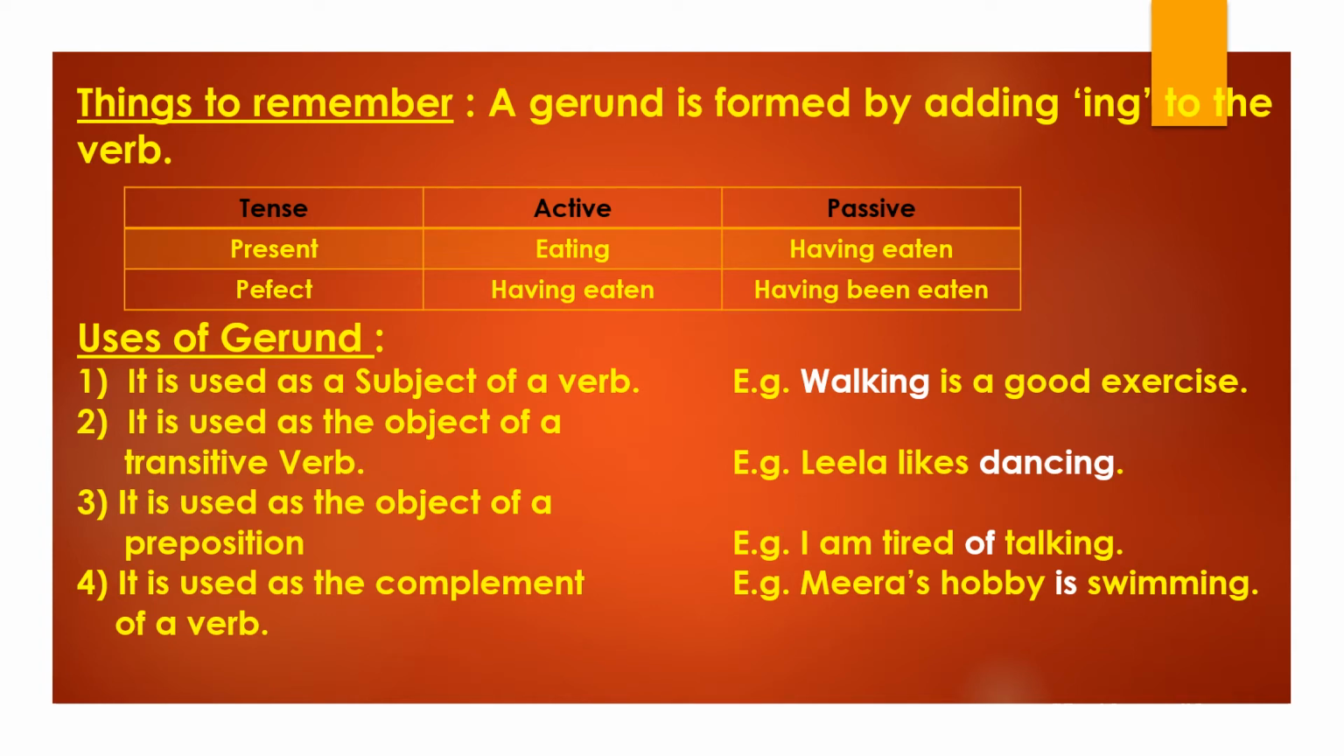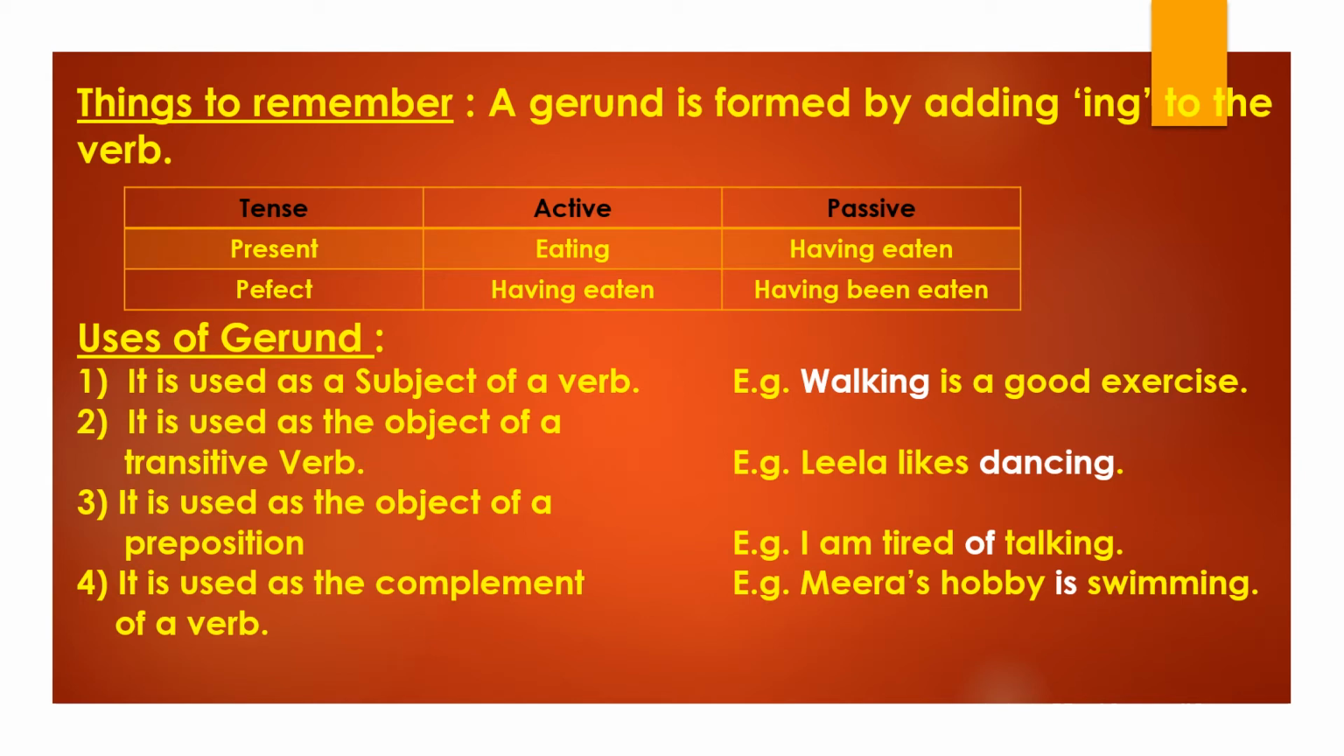Now let us understand where we use the gerund. Uses of gerund. It is used as a subject of a verb. As I told you earlier, children, it is a verbal noun. So it can be a subject also, and it can be an object also. So the first part is that it works as a subject of the verb. Example, you can see, walking is a good exercise. So what is a good exercise? Walking. So here for the verb is, we are using the subject walking. The walking is a gerund here. Children, remember, this is not a verb, but it is a gerund.